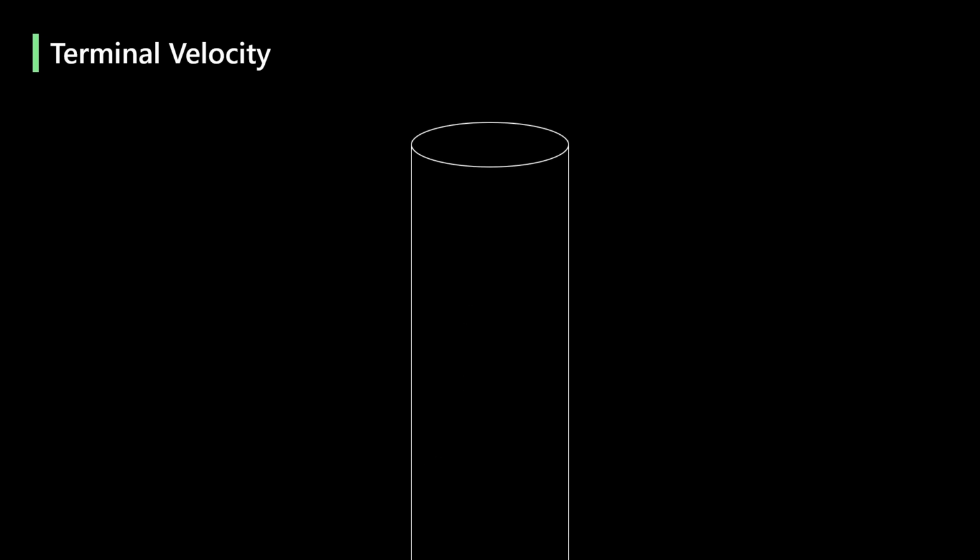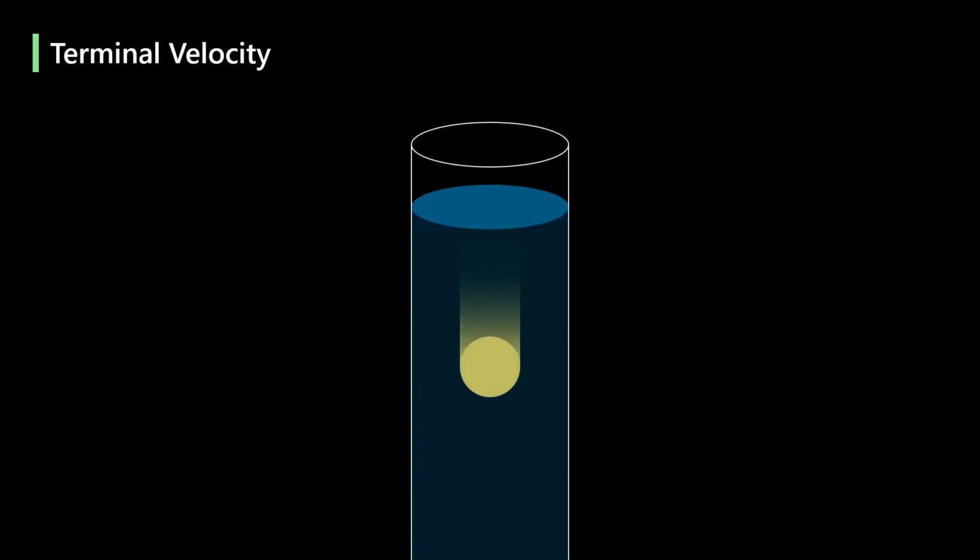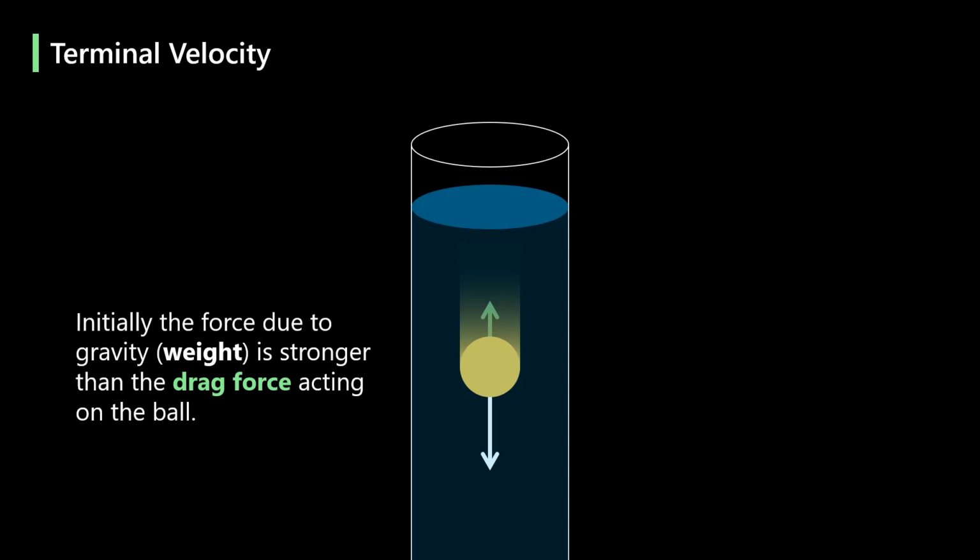Now the problem is we don't actually live in a vacuum, and this is where terminal velocity comes into play. Say I have a container filled with water and I drop a ball into it. Initially, the force acting downwards due to gravity, in this case the weight, will be greater than the drag force acting upwards. The ball will accelerate downwards and its speed increases.